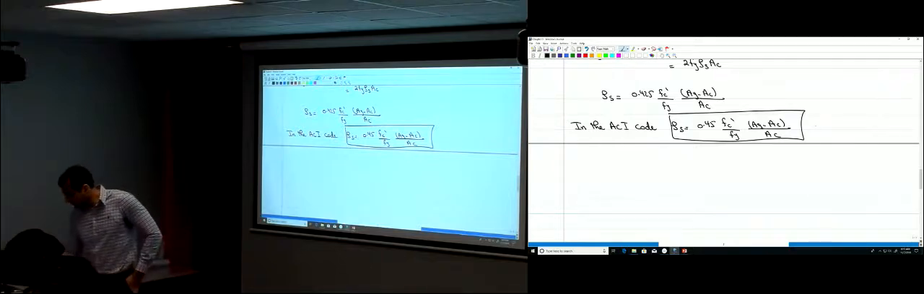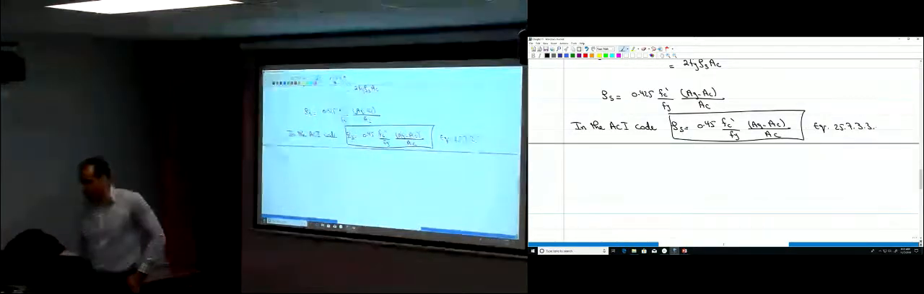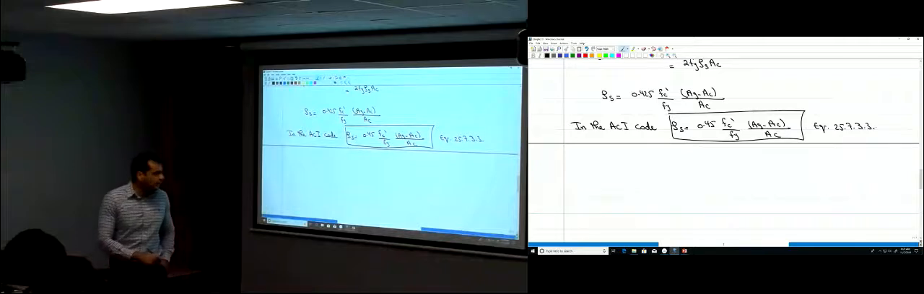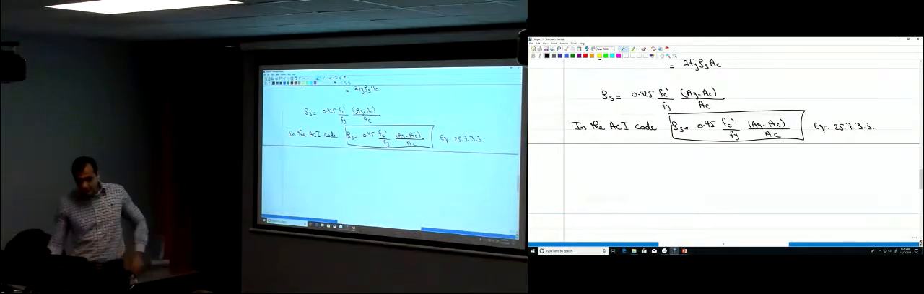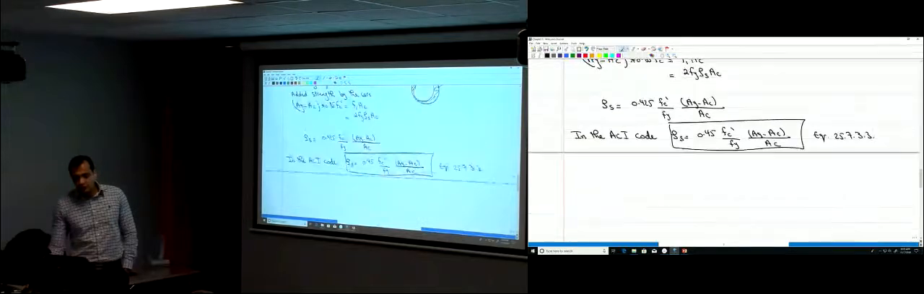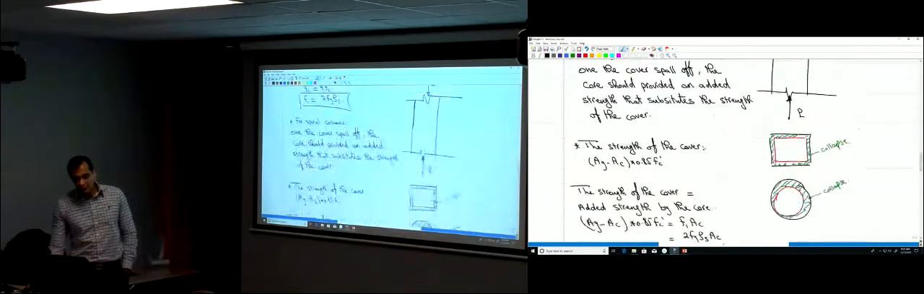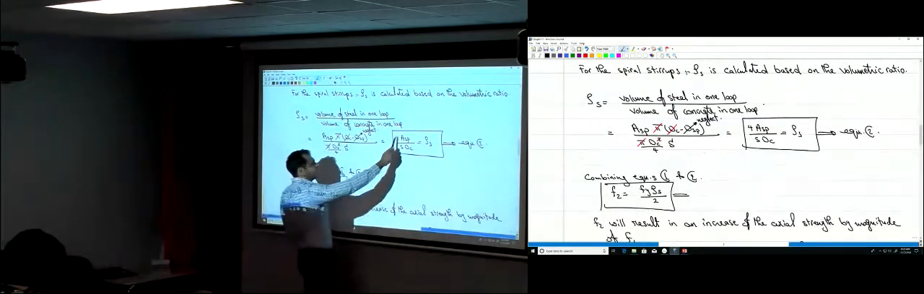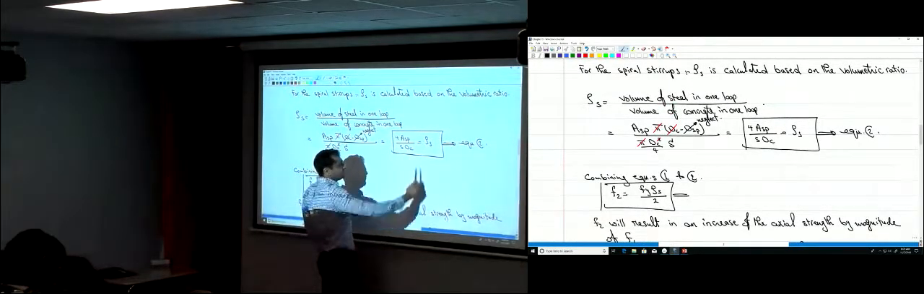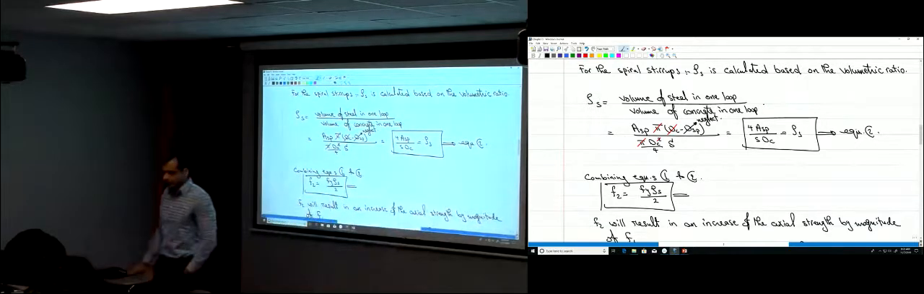This equation is in the ACI code, equation 25.7.3.3. You don't have to memorize it. It's in the ACI code. You just need to know where it is. The equation that you have to memorize is how much is rho S. Rho S over here is that equation. It's 4 area spirals divided by SDC.